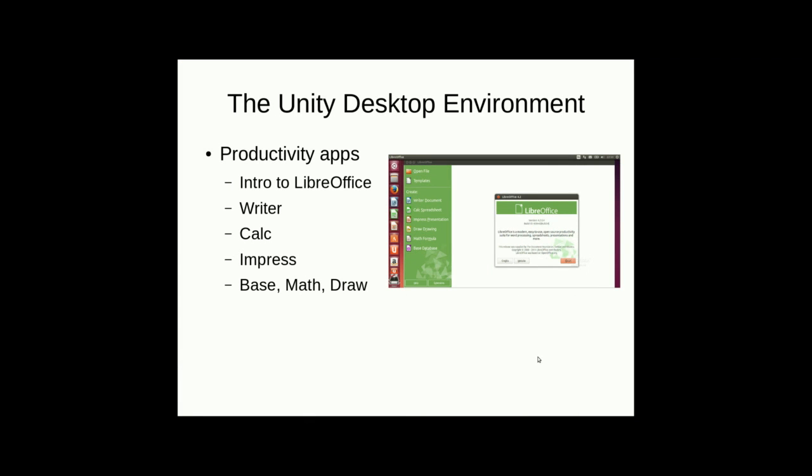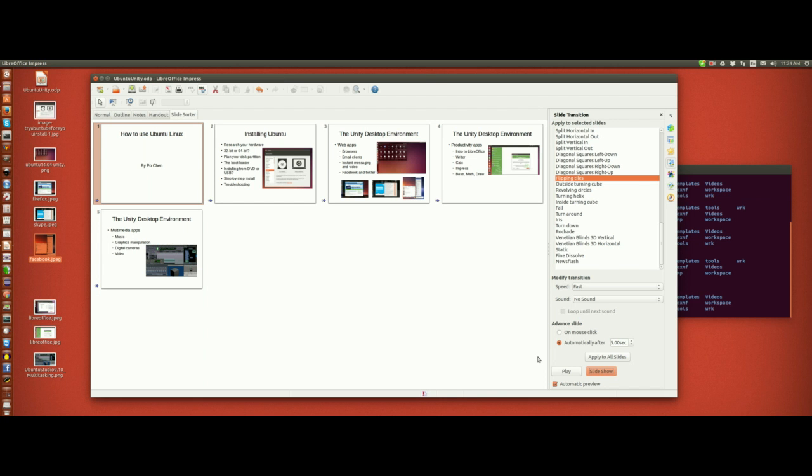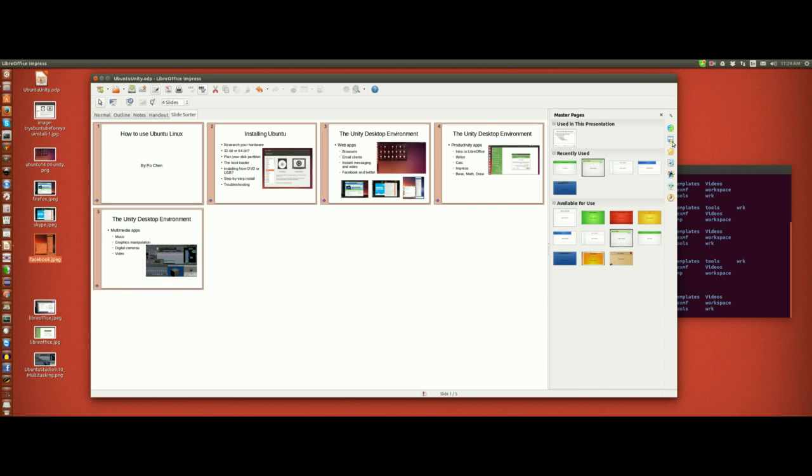You can advance the slideshow by just pressing the arrow key. So the transition looks fine. Let's look at the master pages button. So let's again select all, Control A, select all, and then switch to the master pages.